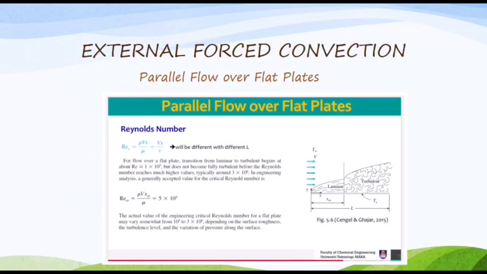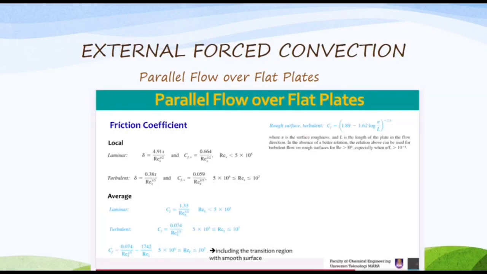As you can see on the screen, the formulas given are to calculate the Reynolds number for parallel flow over flat plates. The explanation also explains how the transition from laminar to turbulent begins at around 10^5 but does not become fully turbulent before the Reynolds number reaches a much higher value, typically around 3×10^6. And now, you can see the formula to calculate the friction coefficient for local laminar and local turbulent, as well as the friction coefficient to find average laminar and average turbulent.